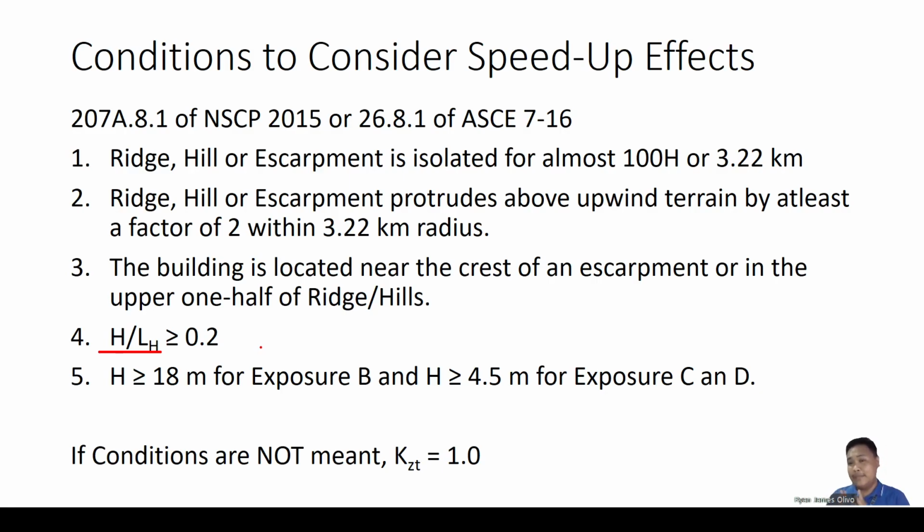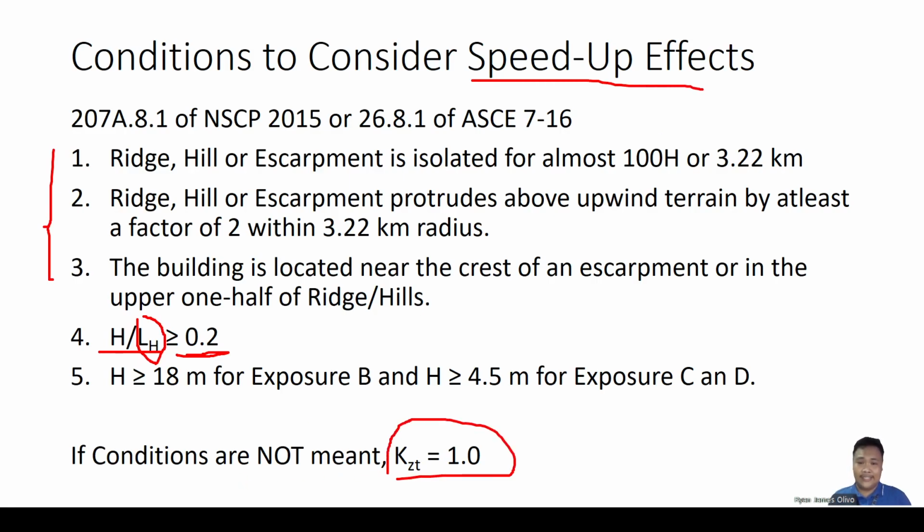So the distance between the mid height and the crest, that is LH. So it must satisfy that H over LH must be greater than 0.2. If it is not greater than 0.2, although these three are met, then don't consider speed up effects. So just consider that KZT is 1.0. Also, the last one is number 5. Number 5 is the H, or the height of the ridge or hill, is greater than 18 meters for exposure B and greater than 4.5 meters for exposures C and D.